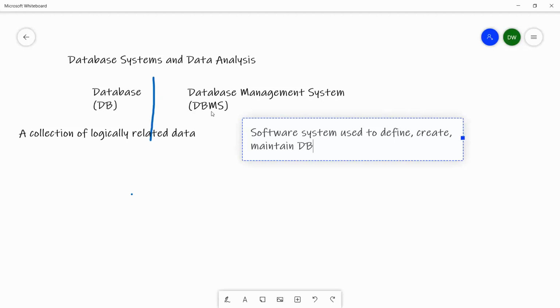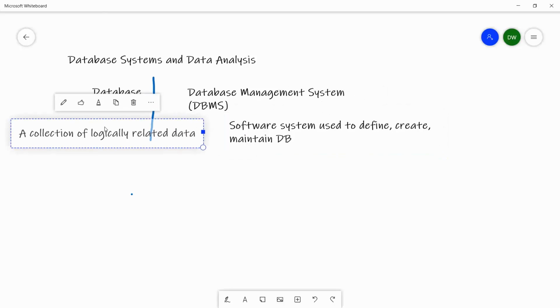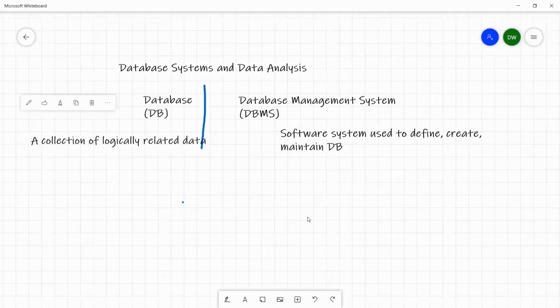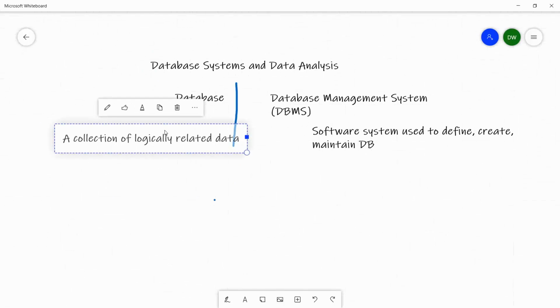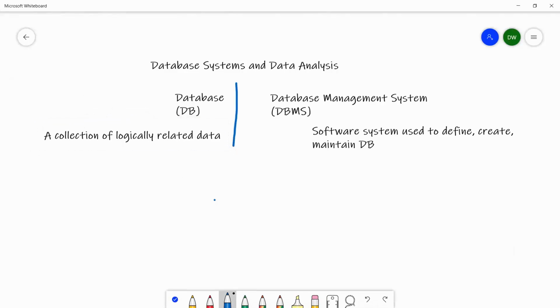So these are the two terms we discuss within this subject. We have databases and database management system. In the database management system, we handle whatever databases we have, right? Here we have another thing that we have to talk about. Maybe you already know about this concept, data, right?